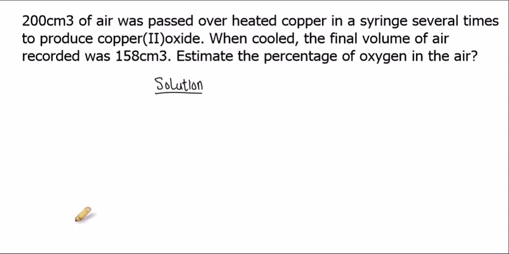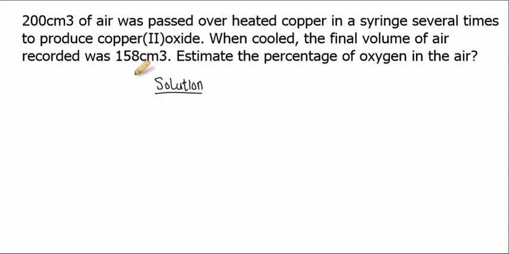Before calculating the percentage, we need to know the volume of oxygen in the air. From this question, it is a straightforward one, in the sense that we are given the initial volume of air and the final volume of air. So we can easily determine the volume that took part in the reaction, that is, the volume that reacted with copper to yield copper(II) oxide. That volume will be the volume of oxygen in the air. After determining that, we can then proceed to calculate the percentage of oxygen in the air.